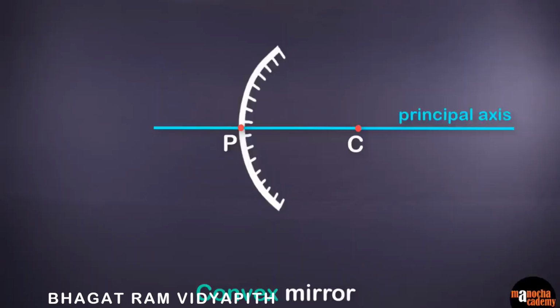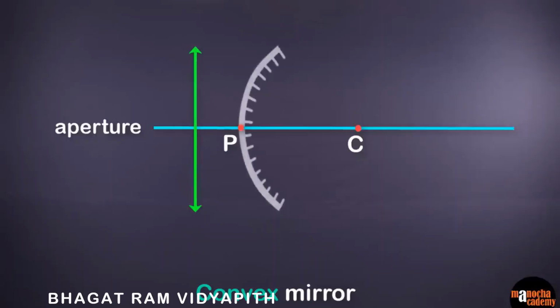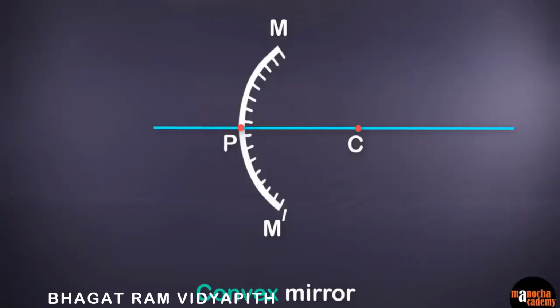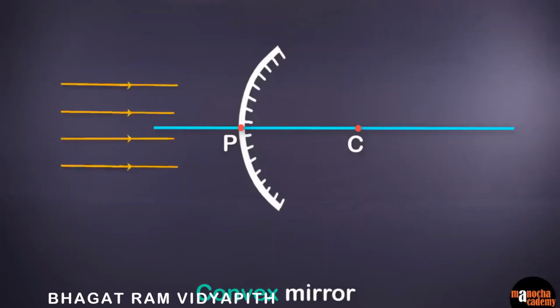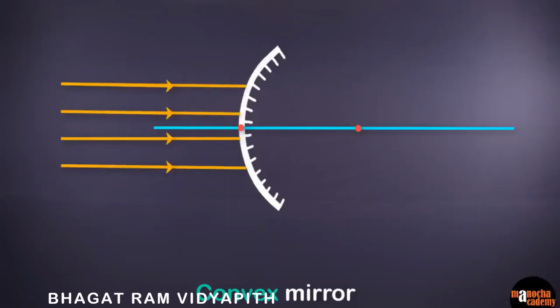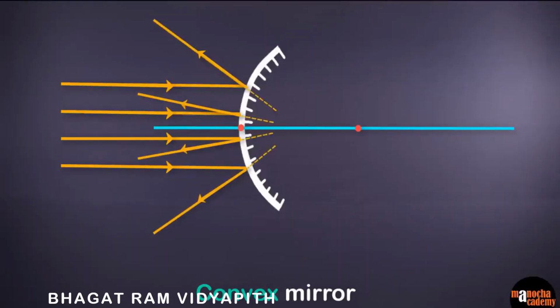The portion of the mirror where the reflection of light takes place is called the aperture, represented by M M dash here. Remember, the convex mirror is a diverging mirror. If a beam of light that is parallel to the principal axis is incident on the convex mirror, after reflection, the rays appear to diverge from a point on the principal axis. This point is called the focus, represented by F.